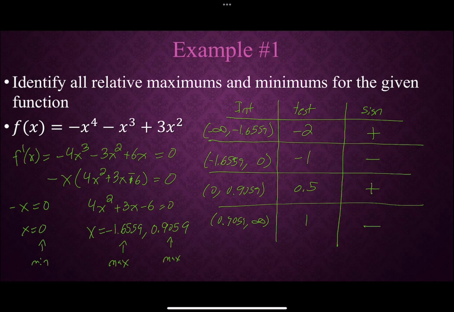If they want the actual coordinate point, then you would just take these numbers and plug them back into the original. Plugging in 0 gives us 0, so there's a minimum at 0, 0. And then you'd plug in the 2 decimal values into the original, get some decimal value for that, and that would again be 2 maximum point locations. All right, so this is how you find the max and mins using calculus rather than just graphing the whole thing and seeing where a max and min occurs.